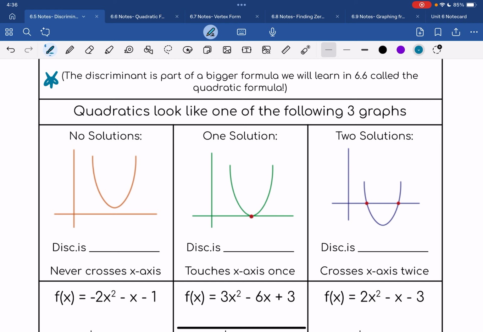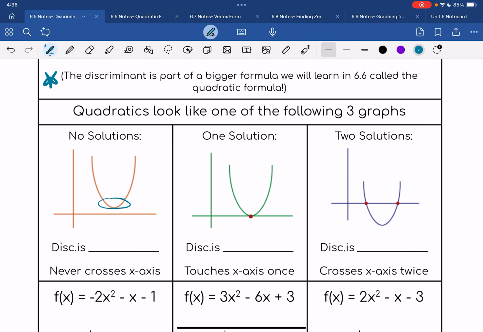There is a chance that our graph will never cross the x-axis. So if you see this first graph here, it never crosses. It just doesn't even reach it. If that happens, we have no solutions and our discriminant is less than 0. So it's negative.